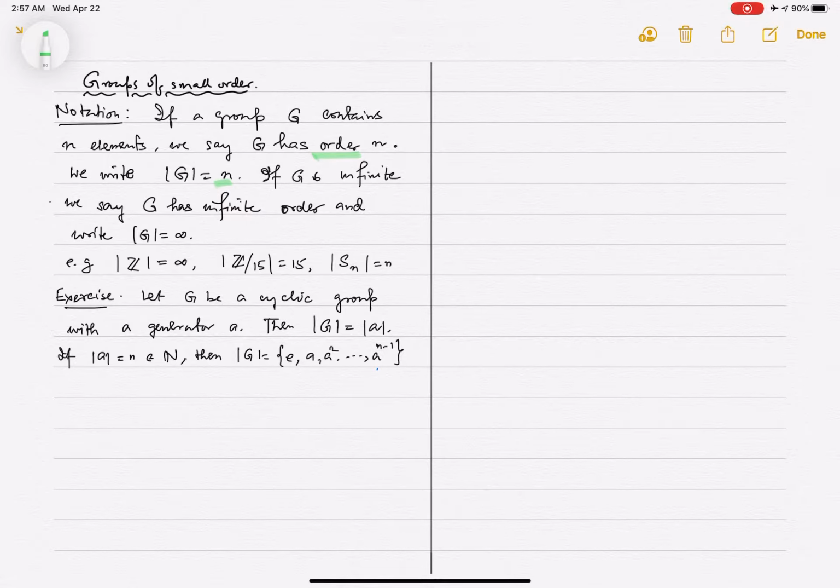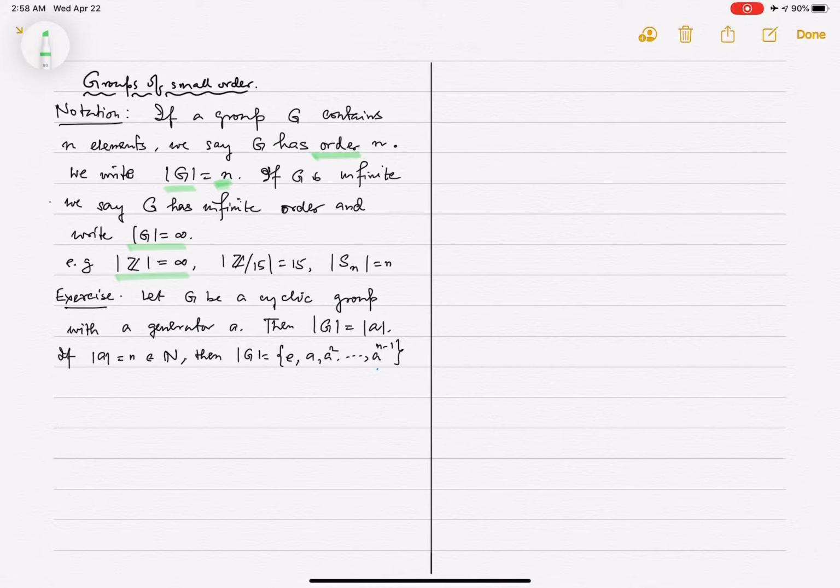A group is after all a set with some operation, so it's a set. So if the set has 5 things in it, I say it's a group of order 5. And I write |G| = n to say that G has order n. If G is infinite, we say that G has infinite order, and I write |G| = infinity.